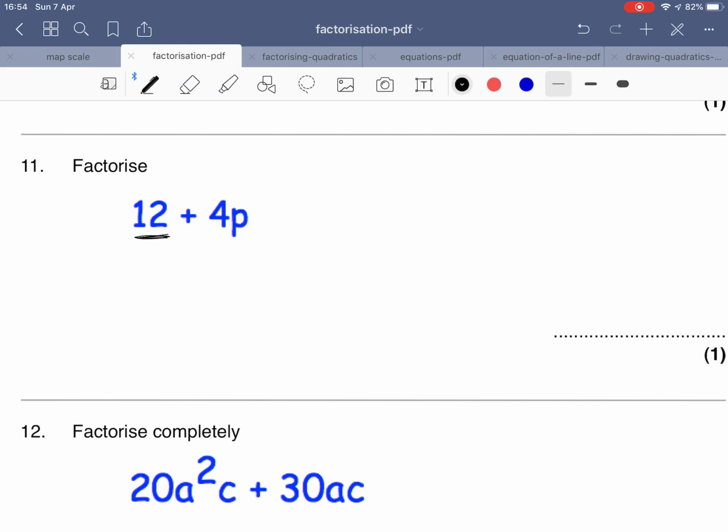Okay, next one we've got 12 and 4p. So what goes into 12 and 4p? There's no letters in both of them, so we can't put a letter on the outside of our brackets. But a number does go into 12 and 4. They're both in the 4 times table. They're also both in the 2 times table, but we put our highest number. So 4 times what is 12? We know 4 times 3 is 12, so that first space is 3. And then 4 times what is 4p? We just need that extra p. And because there's a plus, we put a plus. So we got 4, 3 plus p.